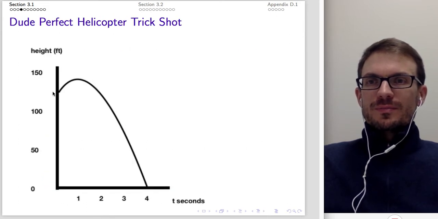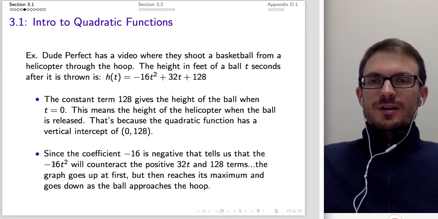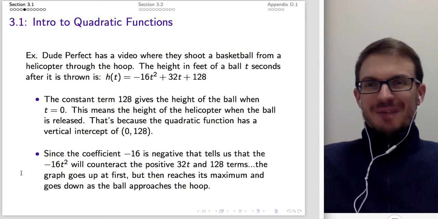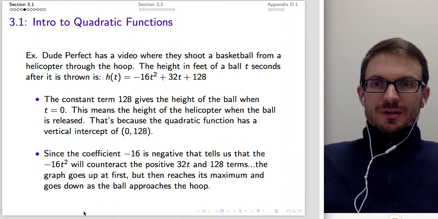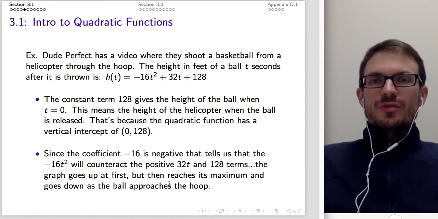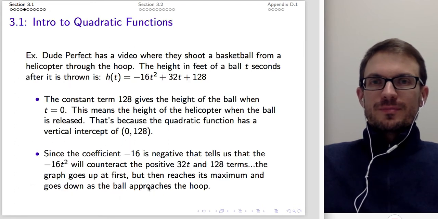Right. Okay. Now, since the coefficient minus 16 is negative, that's telling us that this thing is going to open downward. And this minus 16t squared is going to counteract the two positive terms. So the graph goes up at first, and then it's going to reach a maximum, and it's going to go down as the ball approaches the hoop and goes in at t equals 4.